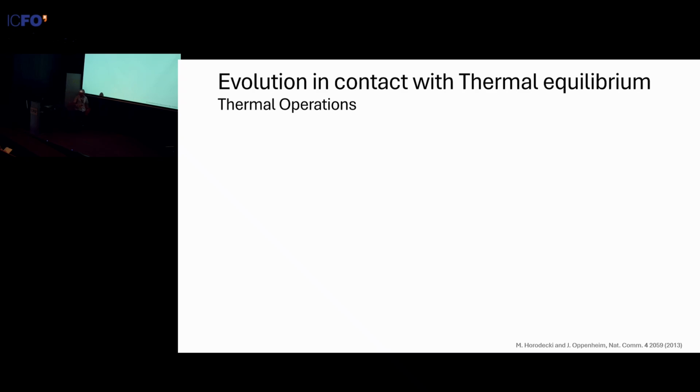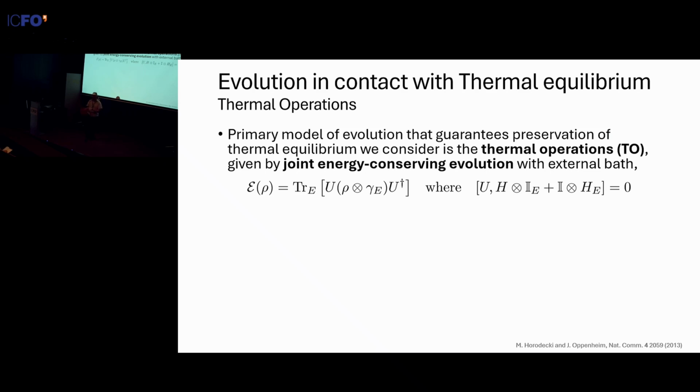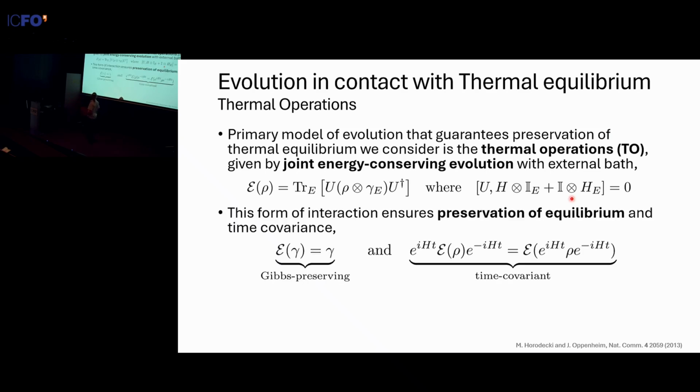The description that I will be using throughout the talk as a backdrop is quite agnostic with respect to the model behind it. That is the thermal operations, which is simply evolution of the system together with the bath in a closed way such that the interaction is energy preserving. This kind of interaction has two fundamentally important properties for us, which is Gibbs preserving. It maintains the thermal equilibrium once it's reached, and it's time covariant, so it doesn't matter whether we first apply thermal operations then evolve the system or the other way around.